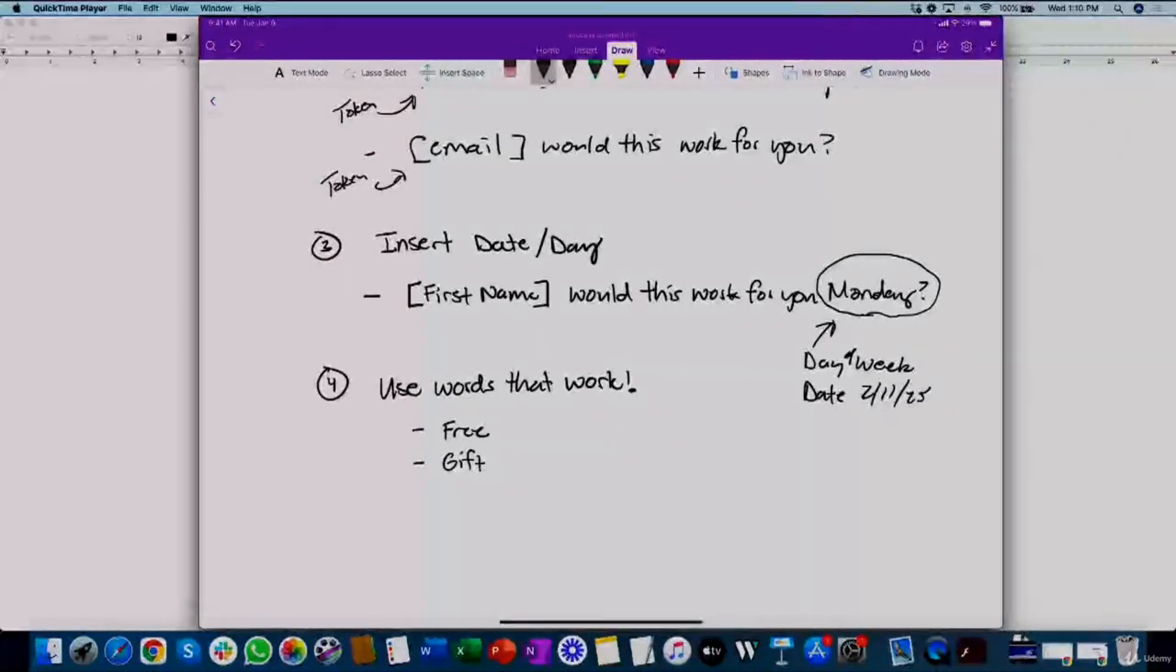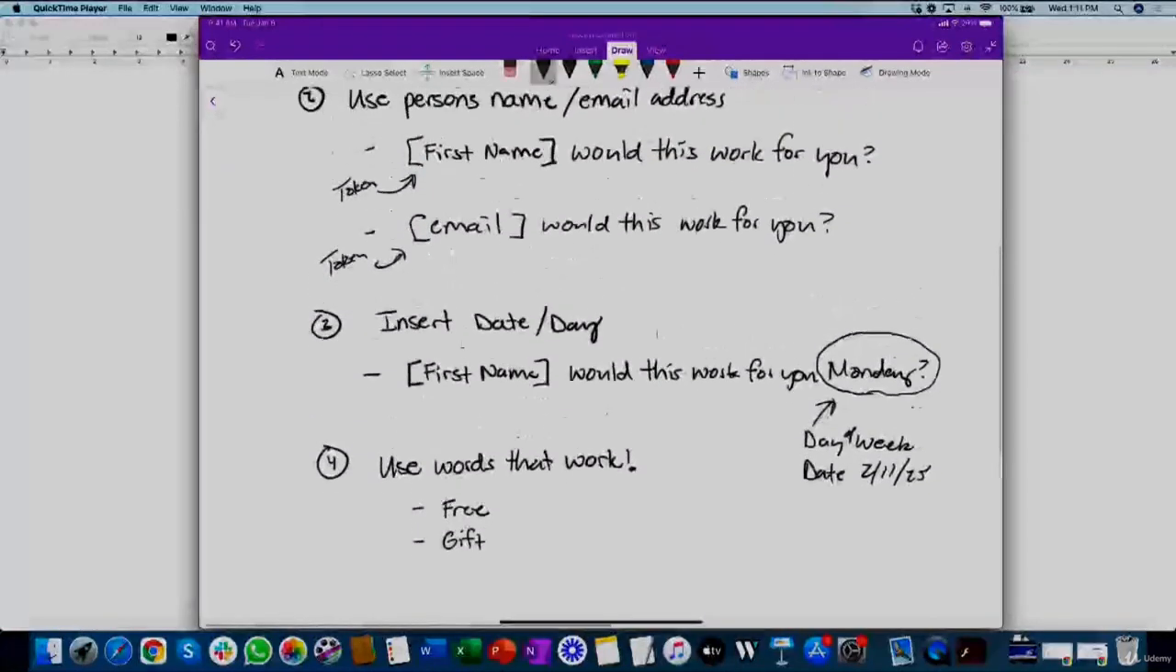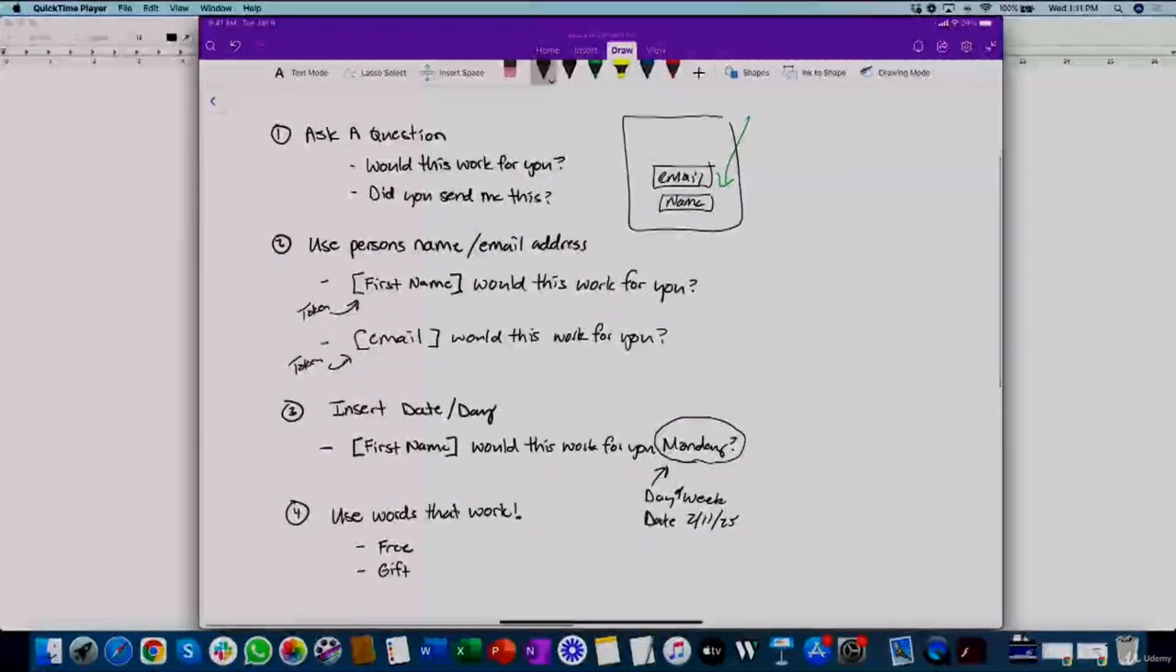When you start adding and layering this in, you could say, first name, would you like this free gift on Monday? Question mark. Would you like this free book on Monday? Question mark. So now you're asking a question, but you're asking if they want something for free. You're using their name and you're using the date or the day. When you start layering these things in, this is how you really get good open rates. Now, you don't always have to ask a question, but if you're not asking a question, you can still insert the name, insert the date, use words that really work well. And these are the types of things that help us to increase our open rate.